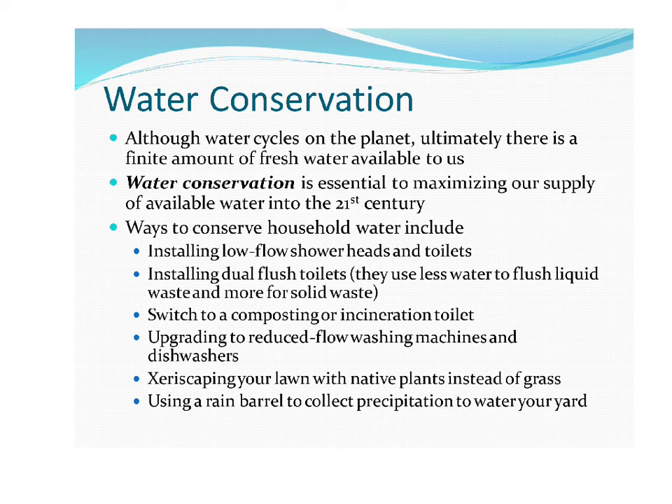A dual flush toilet has a handle that goes up for more water and down for less water. Sometimes they're backwards of that. But they have a liquid waste setting and a solid waste setting. So they use less water to flush liquid waste than they do for solid waste.